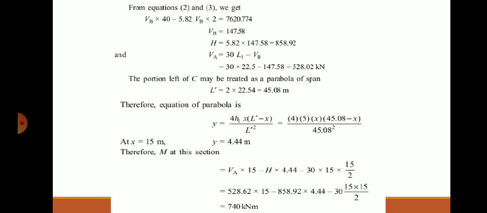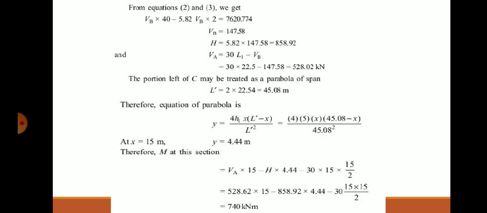Next, you have to find moment about a section at 15 meter. So, for that, consider the left half portion as a complete parabola. For that, L1 is 22.054 multiplied by 2. So, it becomes a symmetric parabolic curve. It is just an assumption in order to evaluate the height at point D. So, find out what is y. What is y at a distance of 15 meter using the relation y is equal to 4hx into L dash minus x divided by L dash square.